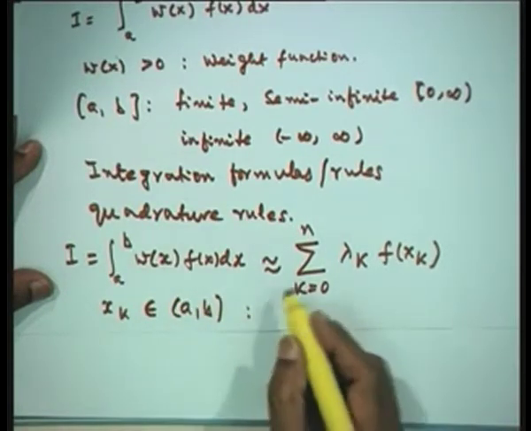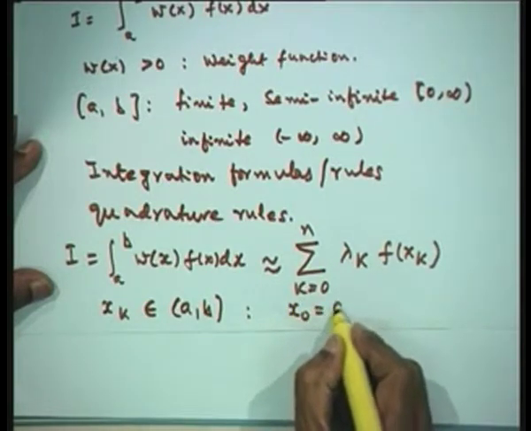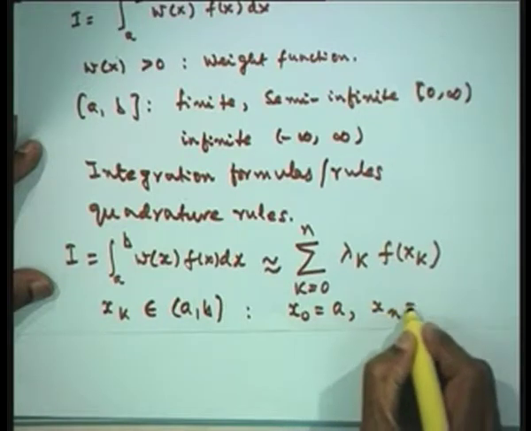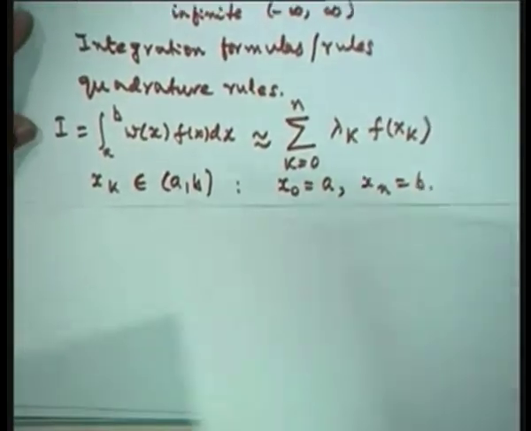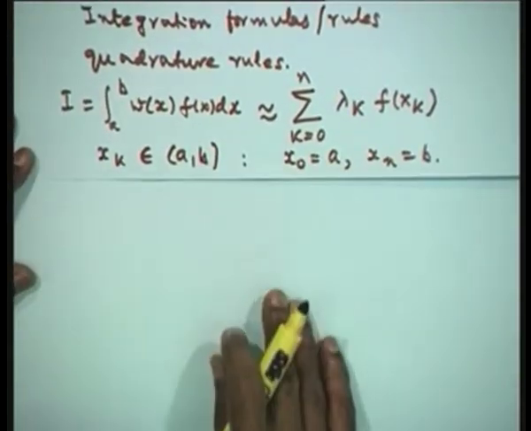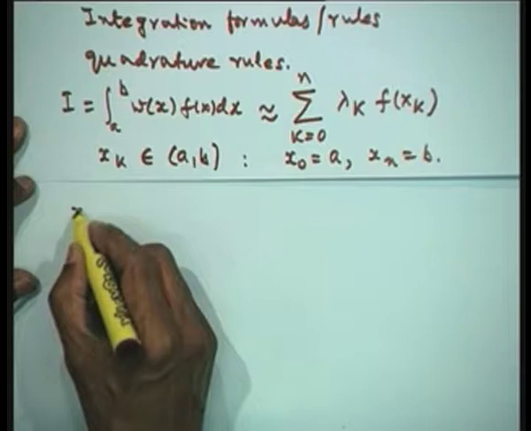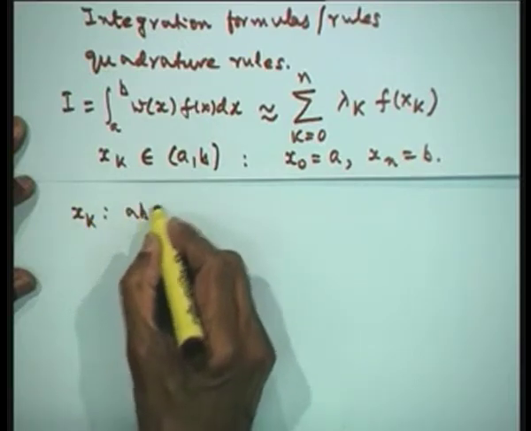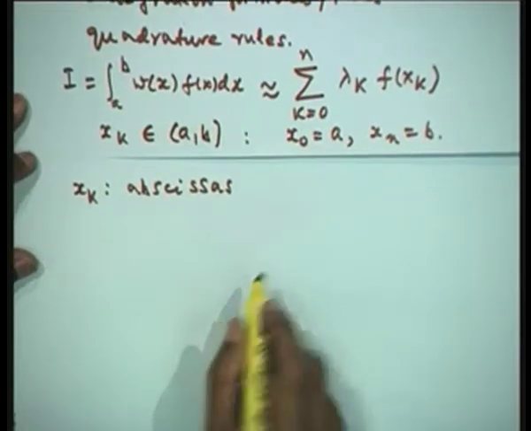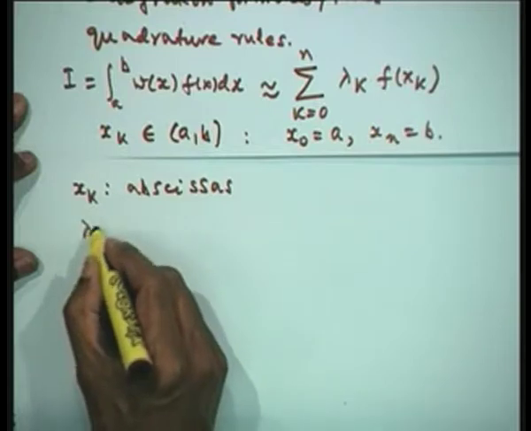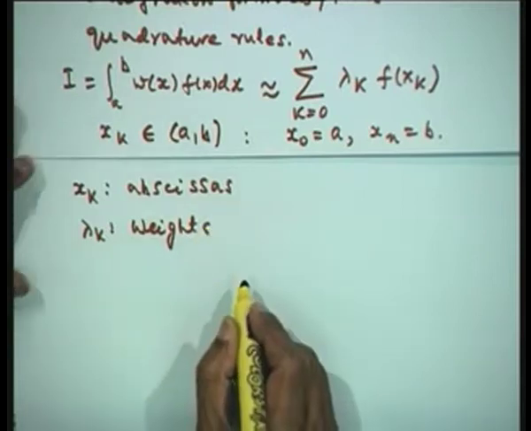Of course, wherever it is necessary we shall use the end points also. For example, I can use x naught equal to a, and I can use x n, the last point, as b also. However, we can construct formulas which do not use the values at the end points. We shall call the x k's the abscissas of the quadrature rule, and lambda k's shall be called the weights of the quadrature rule. So, these are weights and abscissas of a quadrature rule.